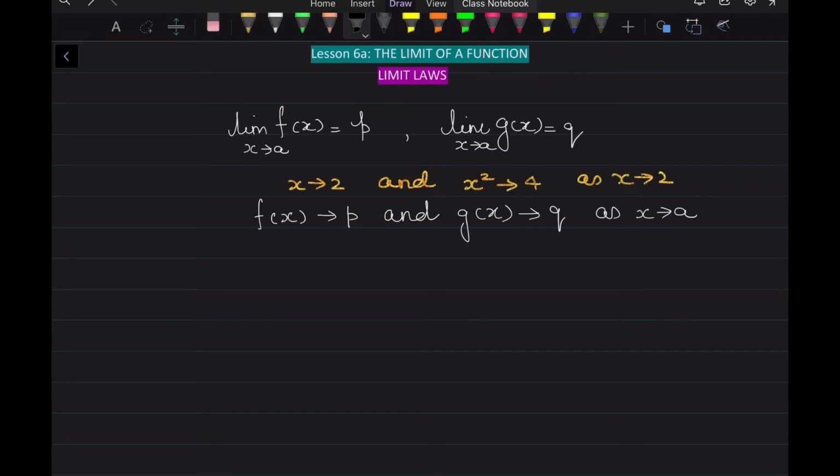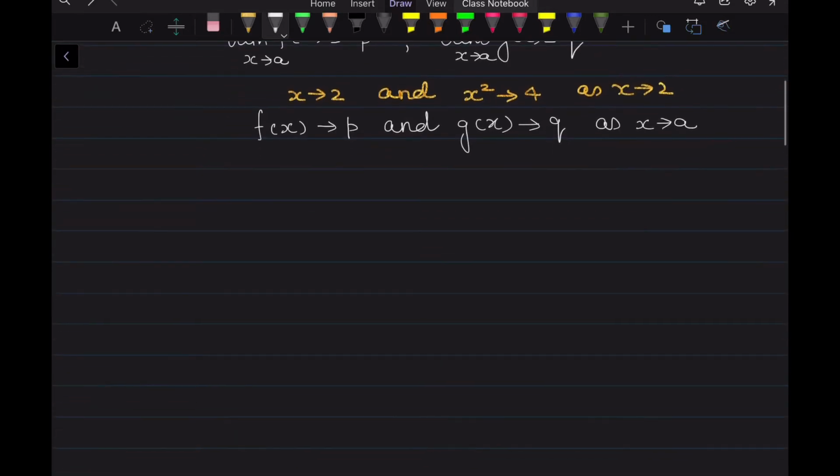And then we had seen that the sum of x and x square, that is x plus x square, approaches 2 plus 4, that is 6, as x approaches 2. So similarly, as f(x) approaches p and g(x) approaches q as x approaches a, it is logical to say that the sum of f and g approaches the sum of p and q. So we can write f(x) plus g(x) approaches p plus q as x approaches a.